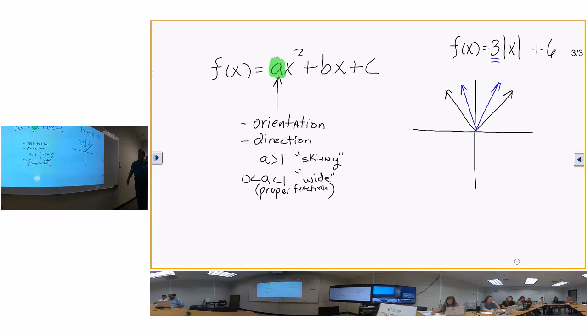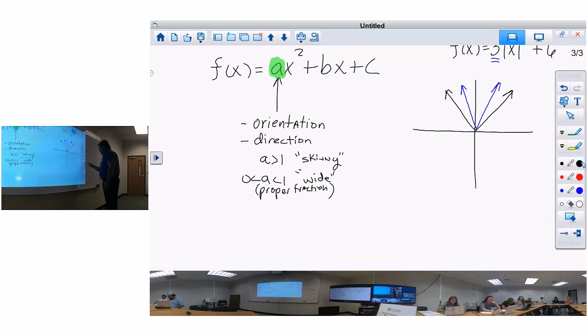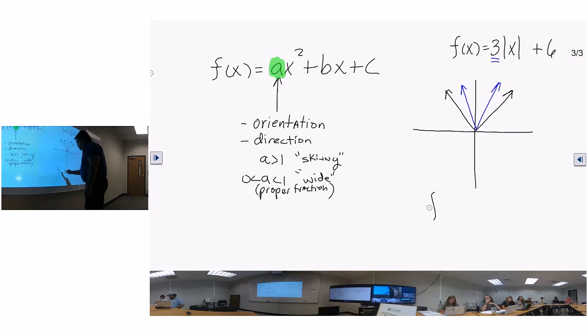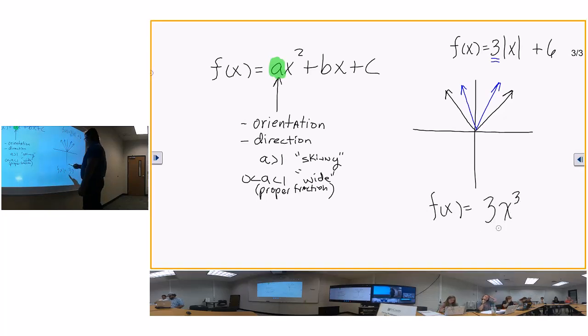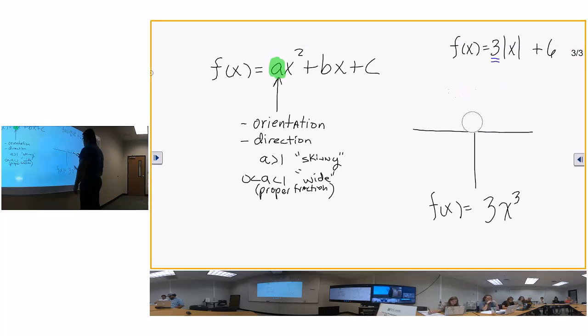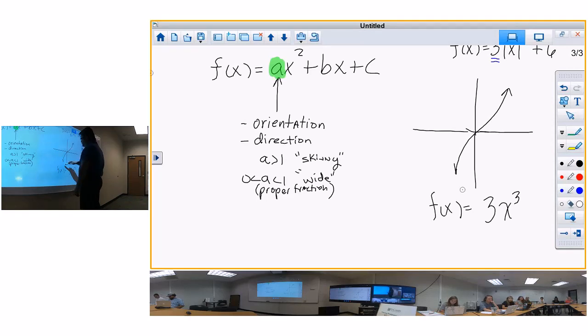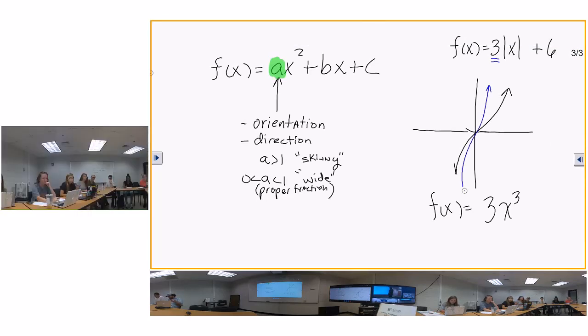What about this? If I give you f of x is equal to 3x to the third. Well, you know x to the third looks like this. So a 3x to the third is going to be what? It's going to be skinnier. Okay?